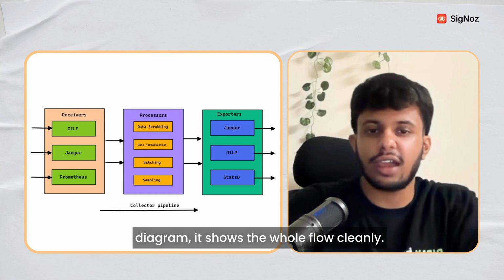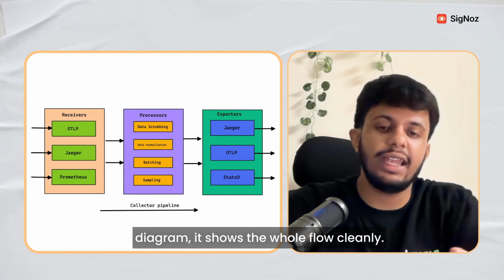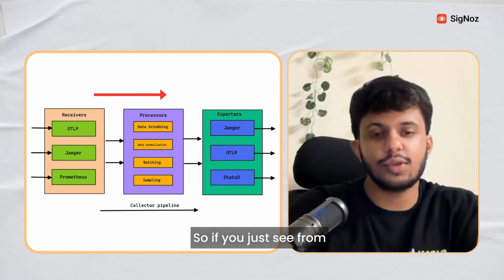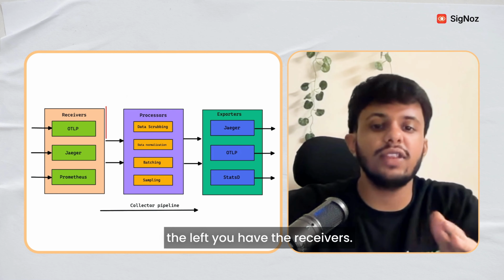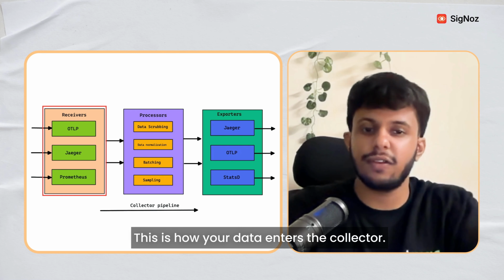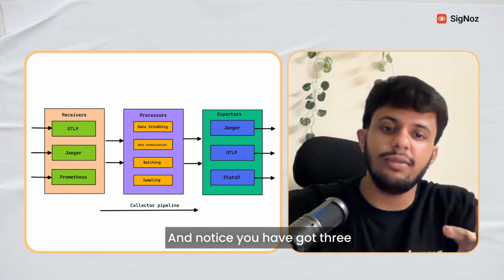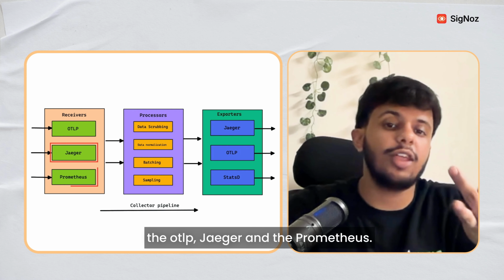And now, if we look at this diagram, it shows the whole flow cleanly. It moves from left to right. So, if you just see from the left, you have the receivers. This is how your data enters the collector. And notice you have got three: the OTLP, Jaeger, and the Prometheus.